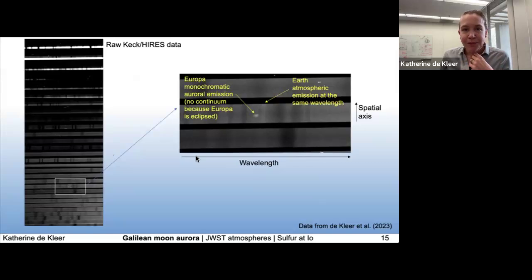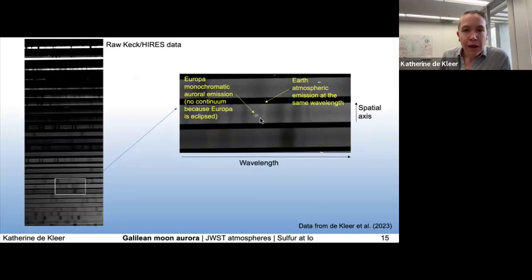If you zoom in, this is the wavelength axis, and this is spatial along the slit. You can see the emission from Europa, the auroral emission here in one of these emission lines. And then you can see the same line at Earth. The Earth line you see fills the spatial axis because, yeah, it's everywhere.